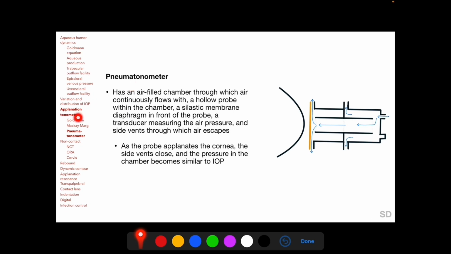Pneuma-tonometers are also applanation tonometers and have an air-filled chamber through which air continuously flows, a hollow probe inside the air-filled chamber, a silastic membrane in front of the probe, a transducer to measure the air pressure inside the chamber, and side vents to allow the air to escape. As the probe with the silastic membrane applanates the cornea, the side vents get closed and the pressure within the chamber increases. And this increased pressure, as measured by the transducer, represents the intraocular pressure.